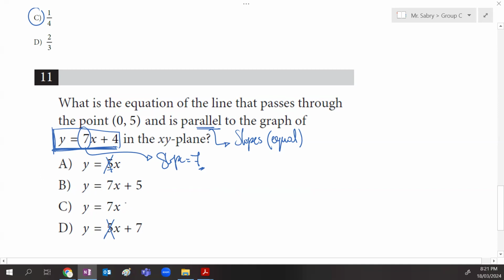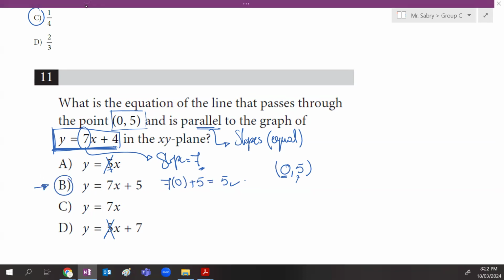So what would confirm which equation is the right one? Using the point that the line passes through. Apparently the point that the line passes through is (0, 5). If it was any point, I would just substitute the x with this and check if the answer came out as 5 or not. So substitute the x here with 0 and check if the answer comes out as 5 or not. So apparently it is equal to 5. So definitely it is B.